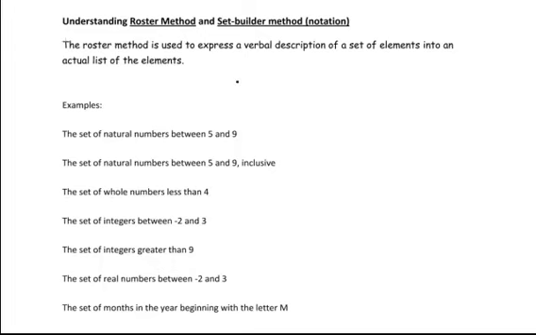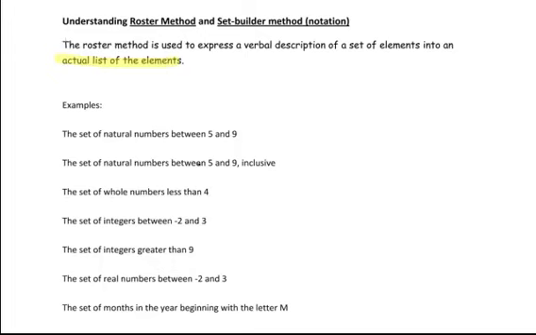The roster method is used to express a verbal description of a set of elements into an actual list of the elements. That's the key term there. We need to generate an actual list. To associate the roster method with something that you know so that you can remember, think of the class roster. What is a class roster? It is an actual list of the names of all students that have signed up for the class. So that's our idea, providing an actual list of the elements in our set.